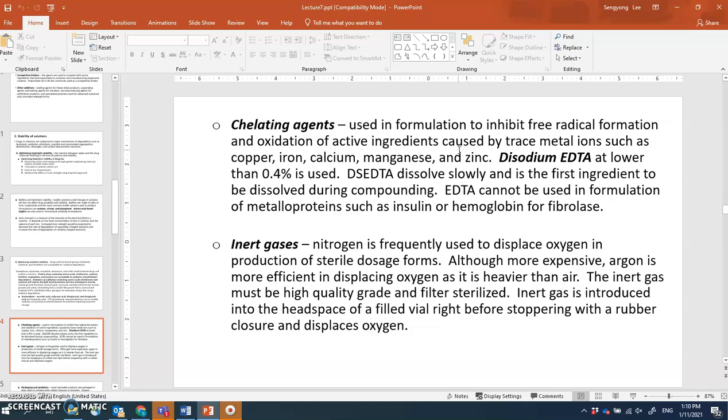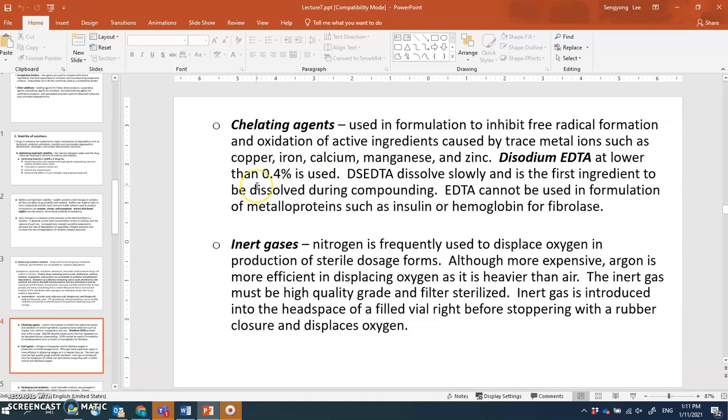Okay, so copper ion, calcium, magnesium, manganese, and zinc. Okay, those ions could be removed through chelating agents. What are the examples? Like EDTA, disodium EDTA. Okay, the final concentration should be lower than 0.4%.